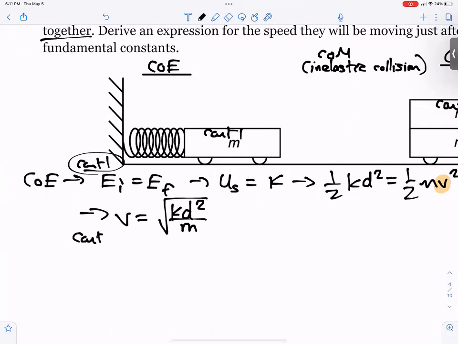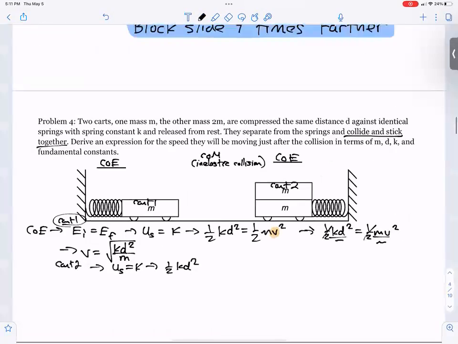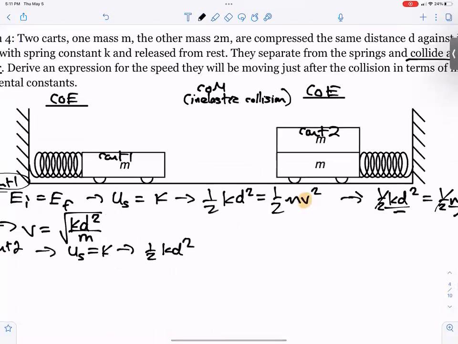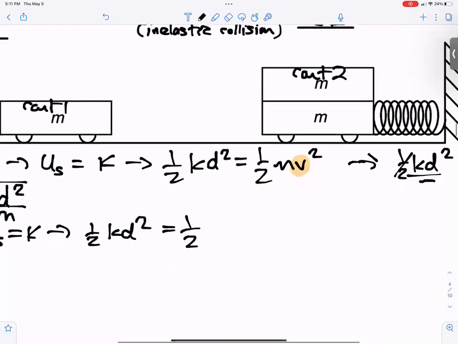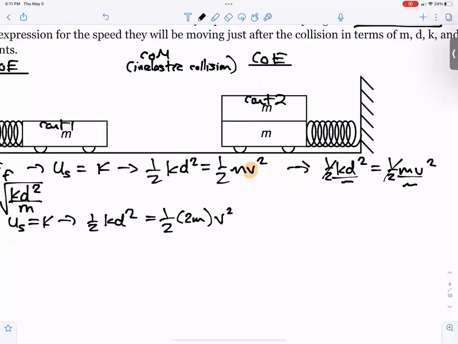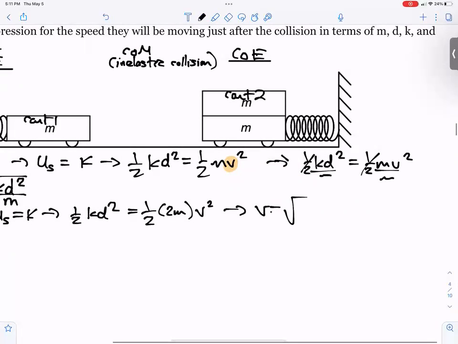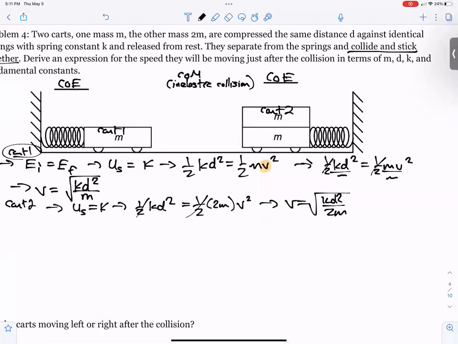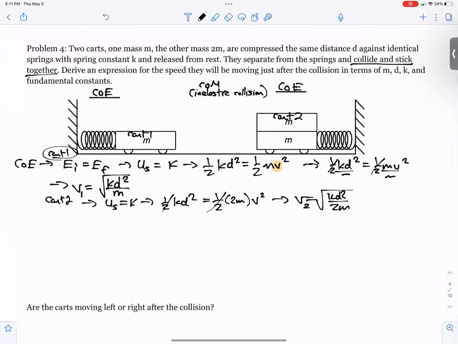Now, cart 2. Same idea. Spring potential energy equals kinetic energy. Same initial energy, 1/2 kd squared, because it's the same compression, same spring. It's going to be the same total kinetic energy. However, the individual speed of cart 2 will be different, and that's because it has twice the mass. Therefore, it's going to have less speed. Now solve for that speed, and we get v is equal to, when the halves clear out, the square root of kd squared over 2m instead of m. So we've got a speed for cart 1, which I'm going to call v1, and a speed for cart 2, which I'm going to call v2.